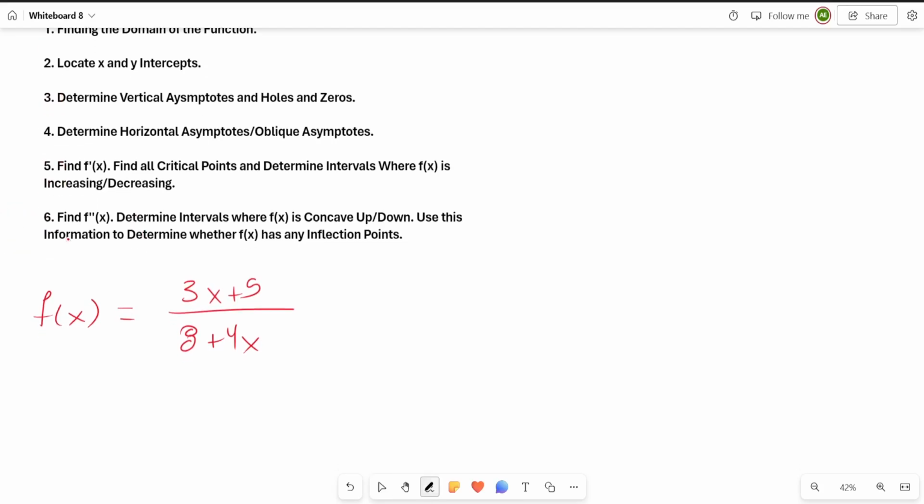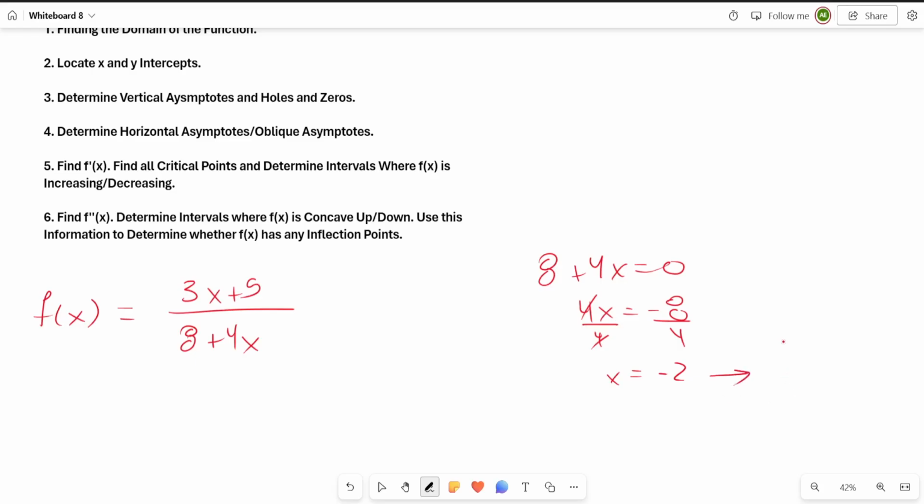For this video, we're going to be using 2 or maybe 3 steps: determining the vertical asymptote and then those 2 steps. It's very important to determine the vertical asymptote first, or where the function is undefined, to be more general. This function is going to be undefined if the denominator is 0. So let's find what value of x will make the denominator 0. 8 plus 4x equals 0. Moving the 8 to the other side, and then dividing by 4, x is going to equal -2.